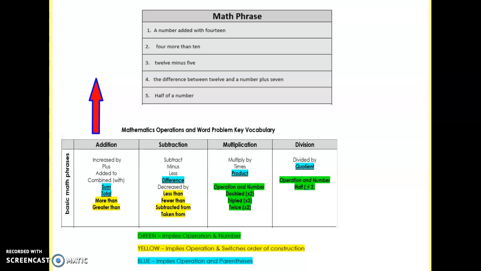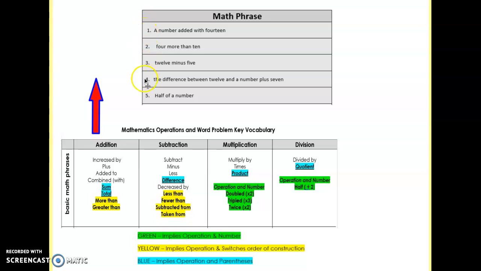We're basically going to be going through these math phrases and we're not going to write out expressions, guys. I want to see if you can at least identify, when they're all together, which ones require nothing, just writing an expression. Those would be my basic words that are not highlighted in my chart. Then we're going to look at, can you identify the green ones, the ones that imply an operation and a number, the yellow ones that imply the operation and switch the order, and last but not least, those blue ones that, again, tell you what operation to use, but also require you to use parentheses.